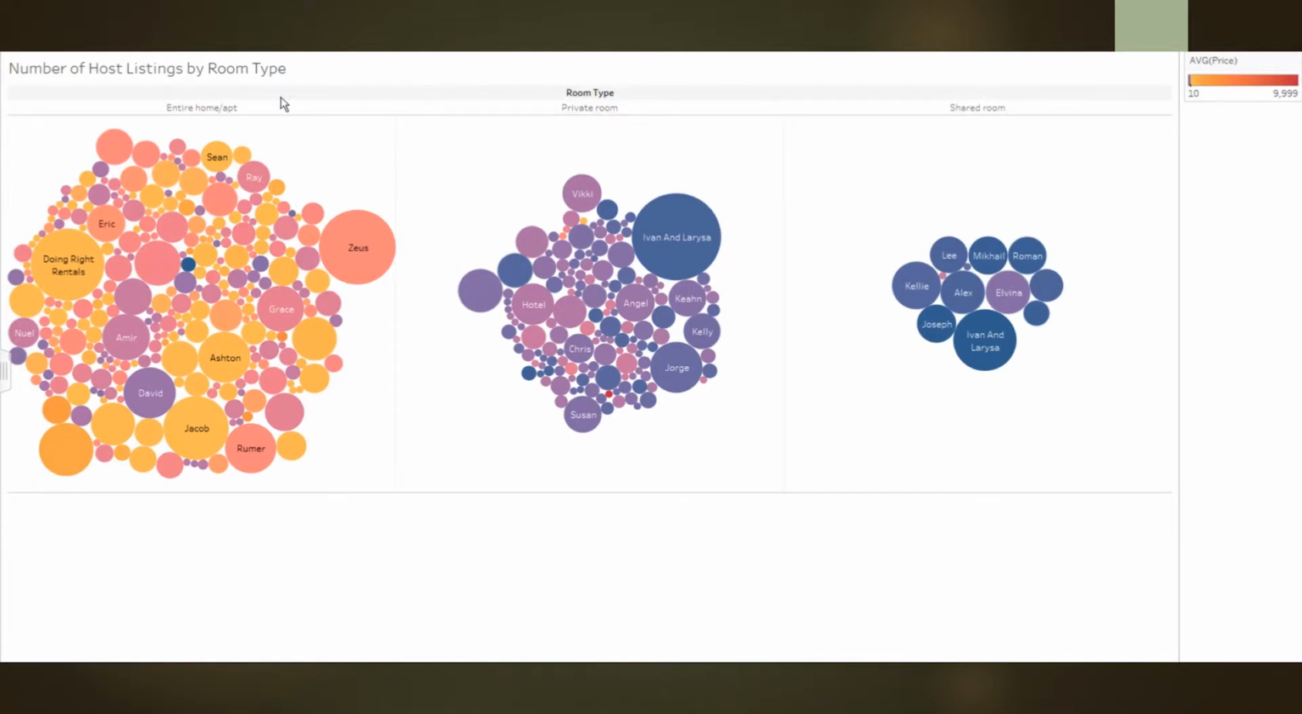For this visualization, we broke up the host names by room type. Over in the entire home category, you can see that our biggest competitors would be Doing Right Rentals and Zeus. The bigger the bubble, the more listings they have, and the color is correlated to the price. The blues and purples are lower prices, the yellows are mid-range prices, and red would be the most expensive. In private room, you can see that Ivan and Larissa would be our biggest competitors, and in shared room, it's kind of even across the board.